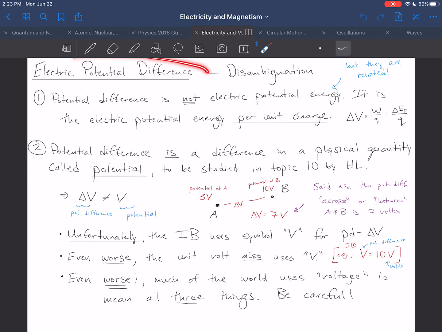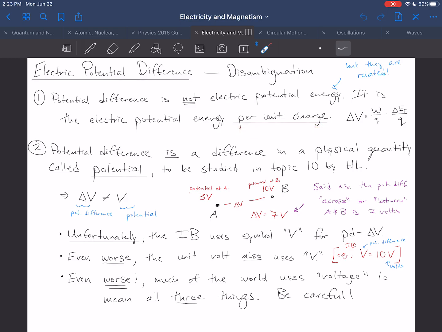Big picture, this is a terrible name. It's better than other alternatives, but it's a terrible name, and we're going to go through some of the tricky things related to potential difference. The first thing to note is that electric potential difference is not electric potential energy. Okay, they're related, but they're not the same. It's the potential energy per unit charge. You're dividing by the charge.